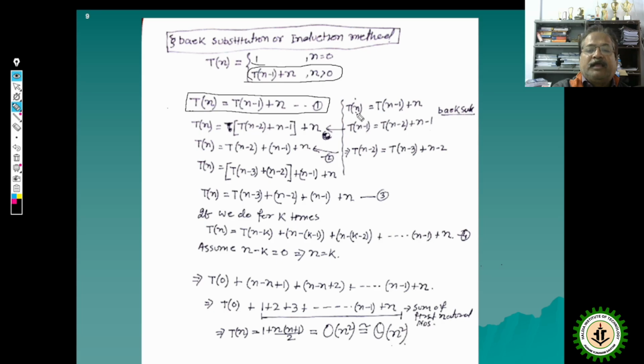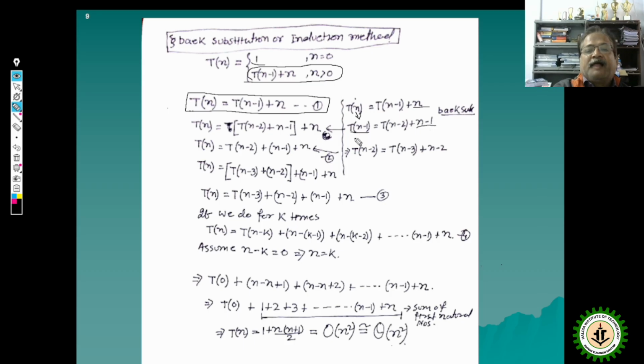From Tn, I have subtracted 1, so Tn is equal to Tn minus 1. That is called back substitution. That means in each and every step I have substituted one step. So from here I have minus 1, so Tn minus 1 is equal to Tn minus 2, and this is n minus 1. So I have got this one.